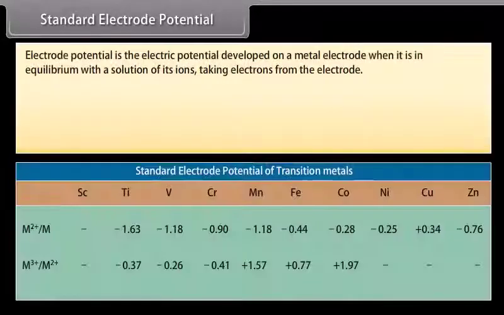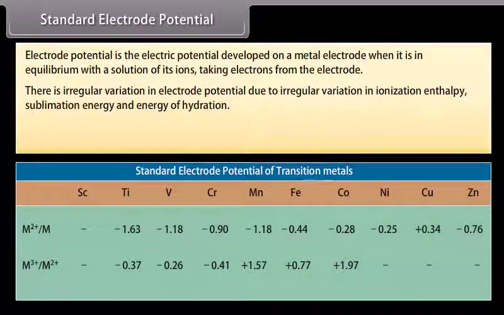Standard electrode potential. Electrode potential is the electric potential developed on a metal electrode when it is in equilibrium with a solution of its ions, taking electrons from the electrode. There is irregular variation in electrode potential due to irregular variation in ionization enthalpy, sublimation energy, and energy of hydration.